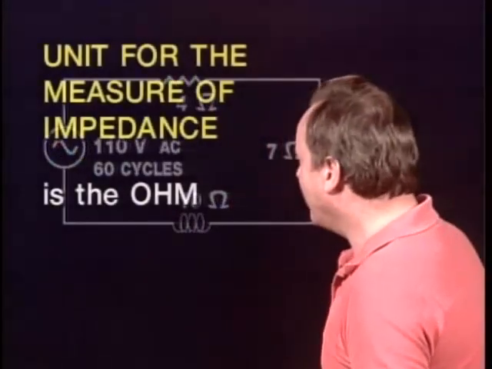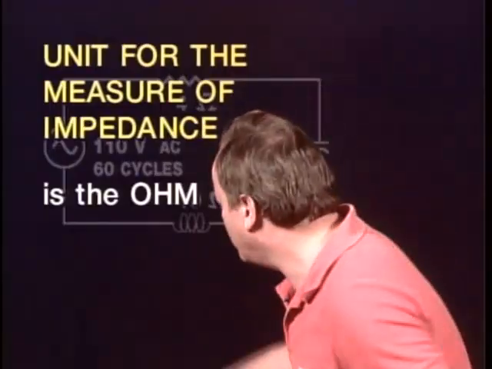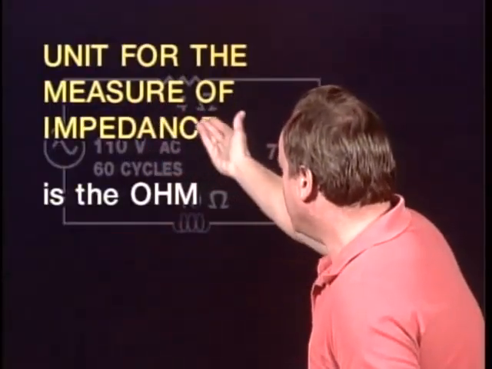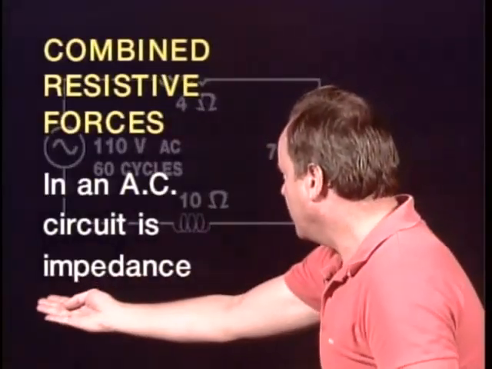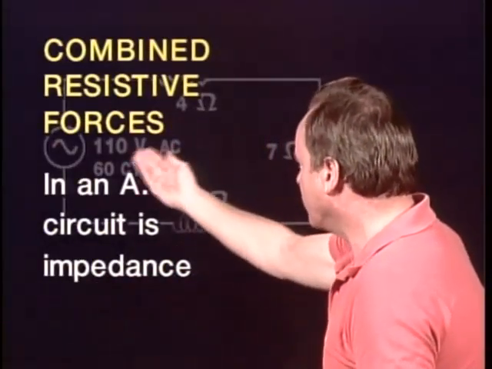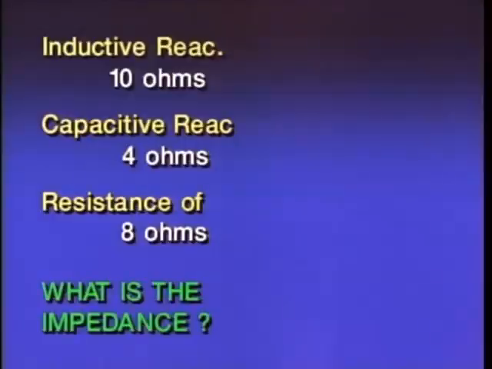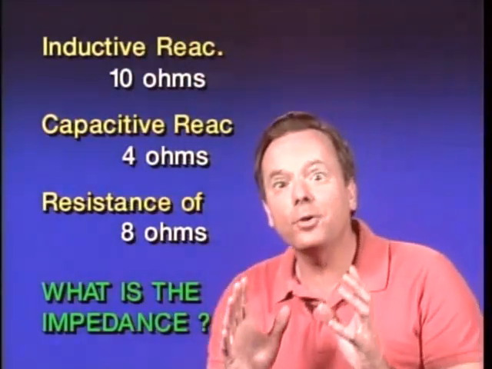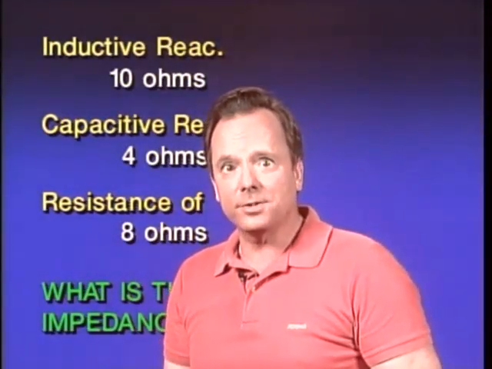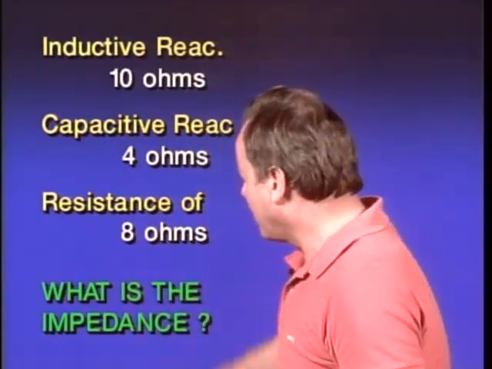What is the unit of measure for impedance? You've got it figured out. The answer is ohm. That's correct. The unit for the measure of impedance is an ohm. All right, now, what is the term that describes the combined resistive forces in an AC circuit? Well, that term is impedance. The combined resistive forces are described as impedance in an AC circuit. Now, on the test, they're going to ask you to figure out the impedance in an AC circuit. And they're going to give you a problem that looks like this.